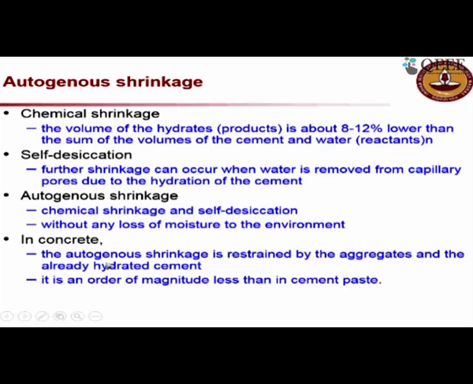Now, in concrete, the autogenous shrinkage is restrained by the aggregates and the already hydrated cement. When you talk about cement paste, you have this 8 to 12% volume reduction. But in concrete, the cement itself might be about 7 to 10%, so this 8 to 12% of the 7 to 10% of cement is a very, very small volume. That is why we don't see much of a problem, but definitely there is some shrinkage happening which needs to be taken care of.